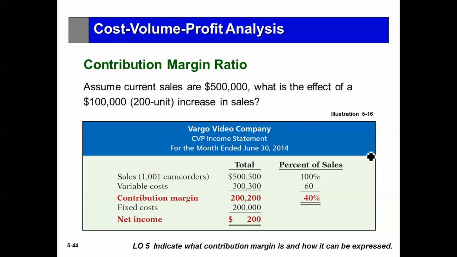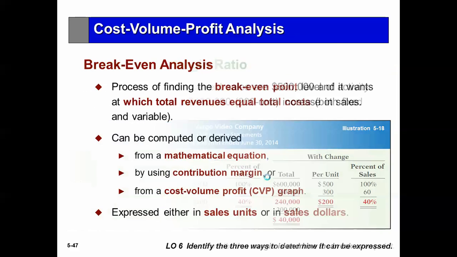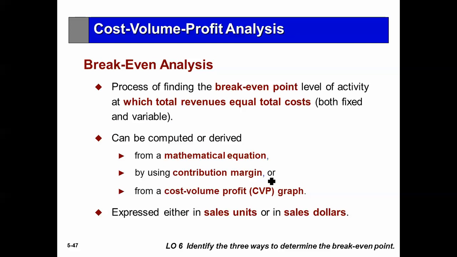Now I can use the ratio to predict, but the ratio now gives me sales dollars. It helps me determine what the sales dollars are, and we'll do problems on that. Another example of contribution margin ratio. Now we get to the break even. We already covered a bit of that, but there are different ways of doing it. We just talked about the contribution margin, and that's the way we want to use it.